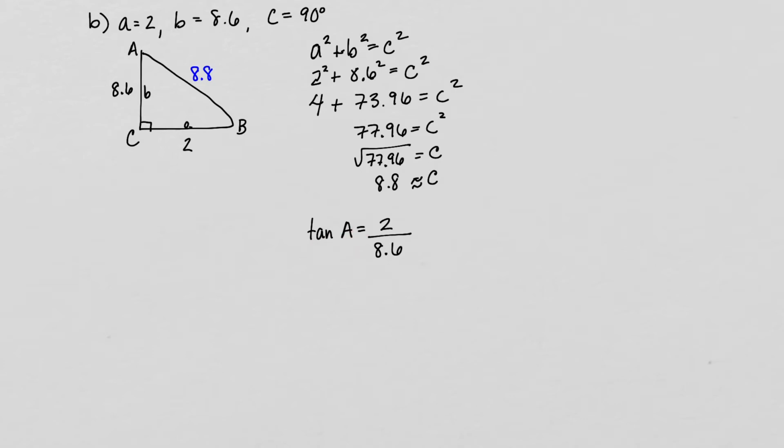But somebody said use inverse tangent. And yes, remember we've solved things like this before. This is the same as saying that A is equal to the tangent inverse of 2 divided by 8.6. Your calculator has an inverse tangent button on it. So if you punch this in, you get that A turns out to be approximately 13.1 degrees. Questions?